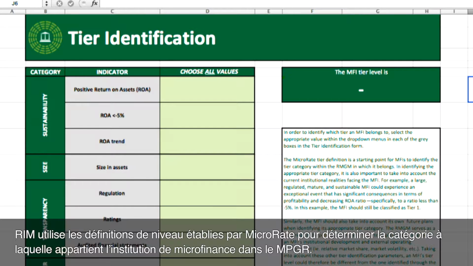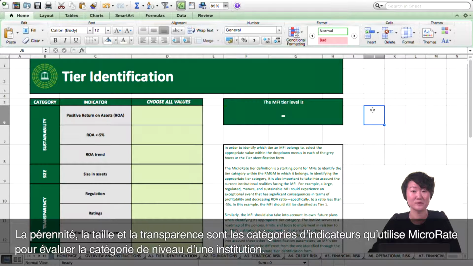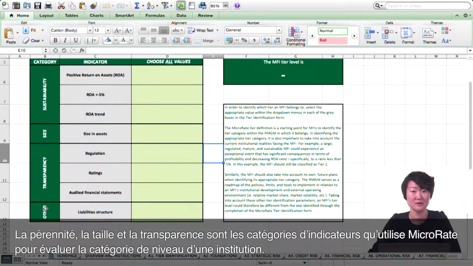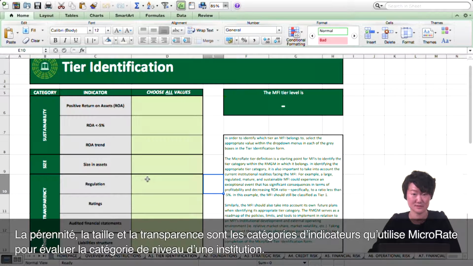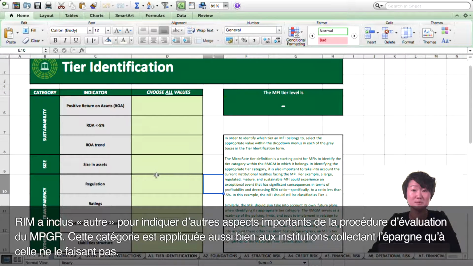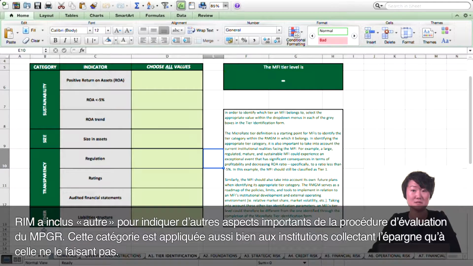RIM uses Microrate's tier definitions when determining a microfinance institution's tier category in the RMGM. The categories that Microrate uses to assess an institution's tier category are sustainability, size, and transparency. RIM has included "other" to indicate other aspects critical to the RMGM assessment process. In this case, this is whether institutions are deposit-taking or non-deposit-taking in nature.